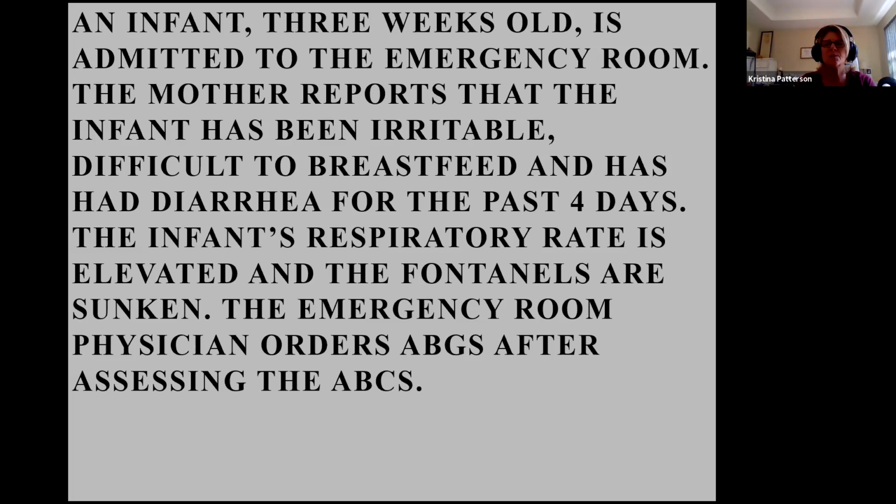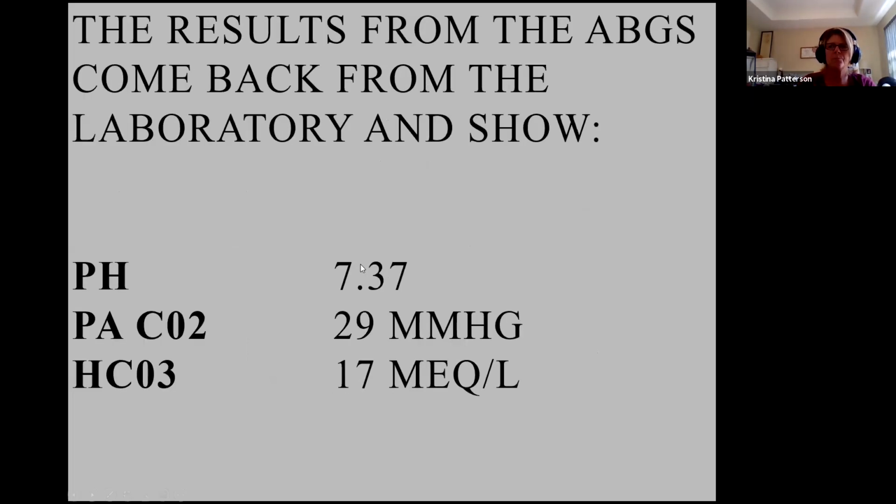So what do we suspect here? What do we suspect if your patient has had diarrhea for 4 days? Well, let's take a look at what happened. So here's our pH. Let's see if you were right. 7.37. Your PaCO2 is 29 and your bicarb is 17. And let's plug that into our iPad and see what we come up with.